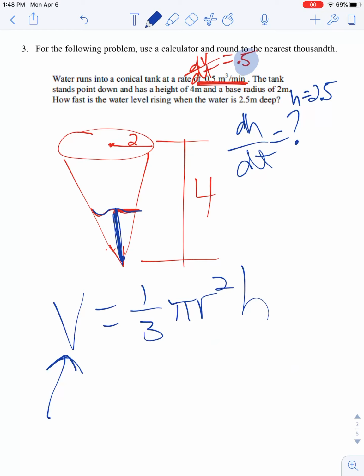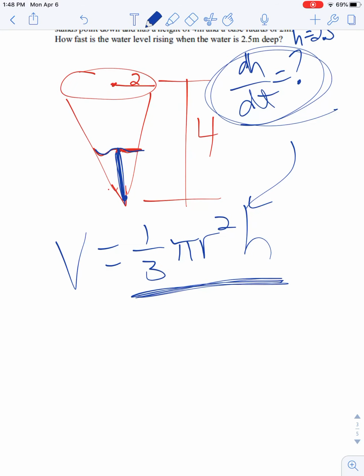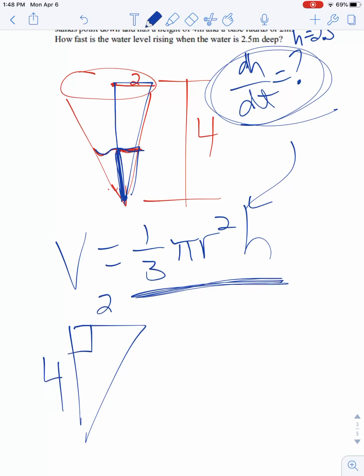The trick is you have to come up with another equation that you can plug into this, because we're finding dh dt, which means I have to get this all in terms of h. I've got to somehow substitute something in for r there. So if you think about our triangles here, we have similar triangles. We have the big triangle here in the cone. Radius is 2, height is 4. Then we have our little triangle right here where we have a height and we have a radius.